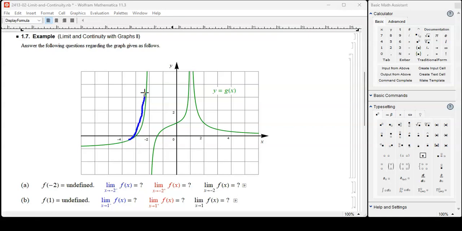Following the graph from the left-hand side, clearly this is going to positive infinity. Now following the graph from the right-hand side, that's going to negative infinity. So what do we have as the limit value? We have two different infinities, so this is undefined.